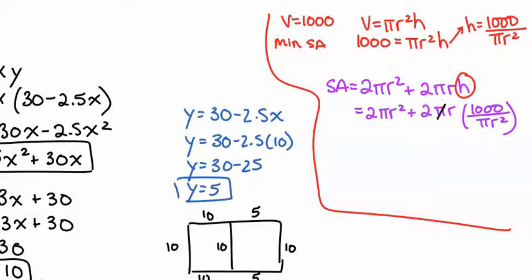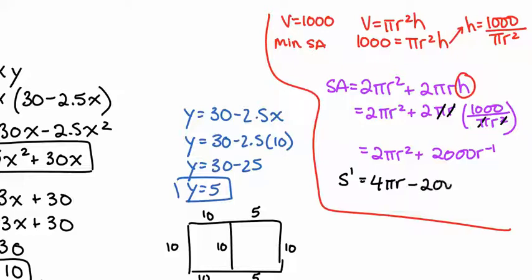And I think I'll just cancel out the pi's. I'll cancel out one r. So my expression can be 2 pi r squared plus 2 times 1,000, which is 2,000, over r. And I'll just find the derivative of surface area. I think it might be easier to do 2,000 r to the negative 1. So then when I find the derivative of s, I can just do 4 pi r minus 2,000 r to the negative 2. And then I just set that equal to 0 and solve it.